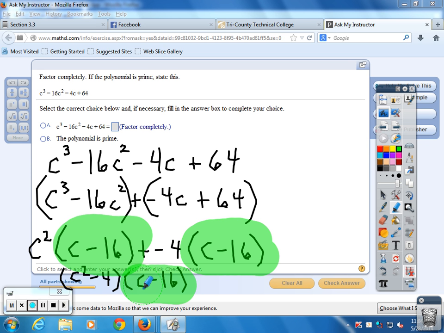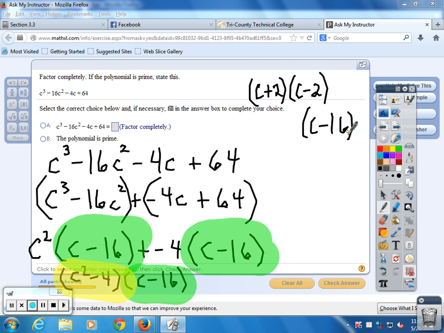What about this guy? C squared minus 4. What can we do with c squared minus 4? Difference of 2 squares, exactly. And I'll highlight that. This right here is the difference of 2 squares. Shortcut number 3, so your final answer is c plus 2, c minus 2 times c minus 16. That's your final answer.